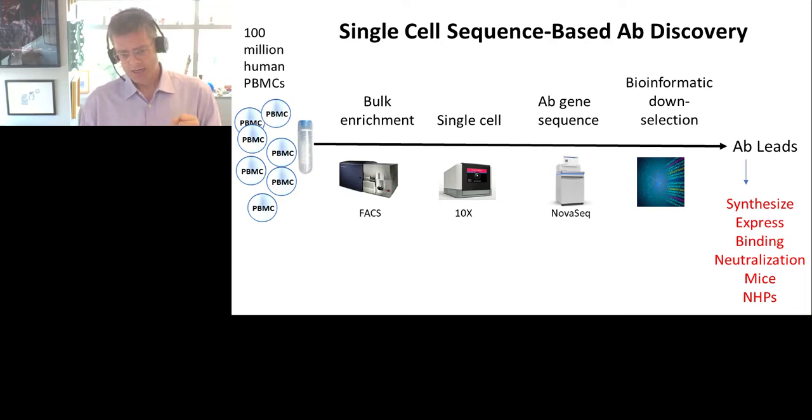We use Pacific Biosciences or PacBio sequencing or Illumina sequencing, or even other companies, but typically for longer reads, if you want full length, we're using PacBio. And if we're using smaller segments, we often use NovaSeq. Then bioinformatics are needed to sort through all of this sequencing information. And now with synthetic biology, we can make cDNAs and then proteins, express those antibody proteins, do binding, neutralization, mouse studies, and non-human primate studies. So that's kind of the pipeline. Here's what it looks like.